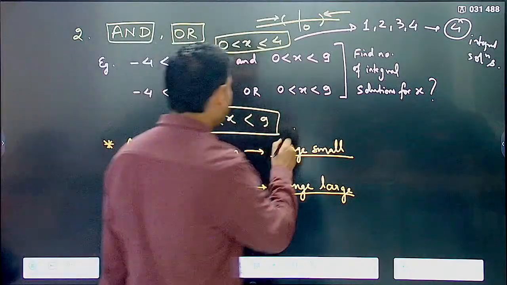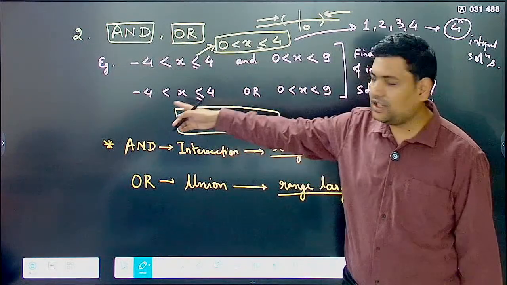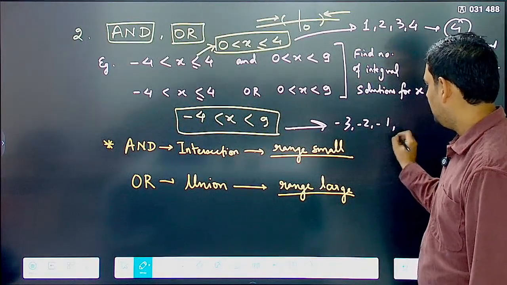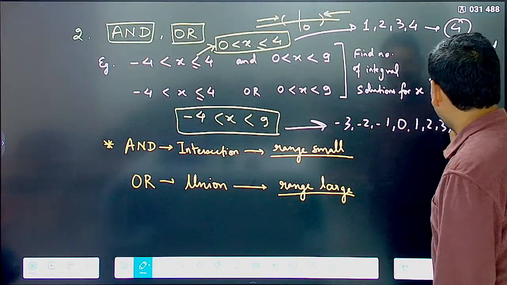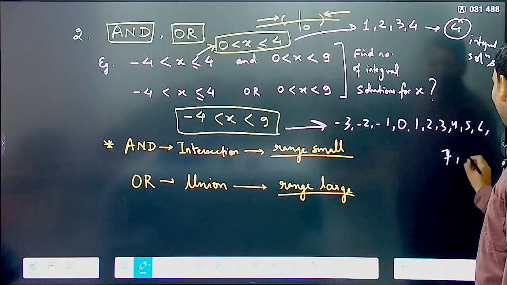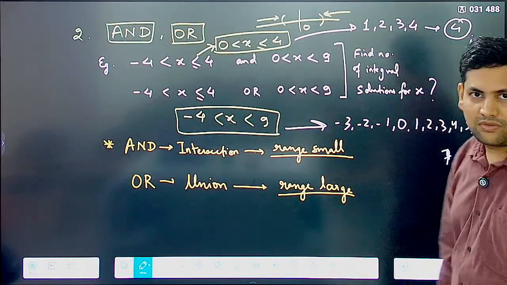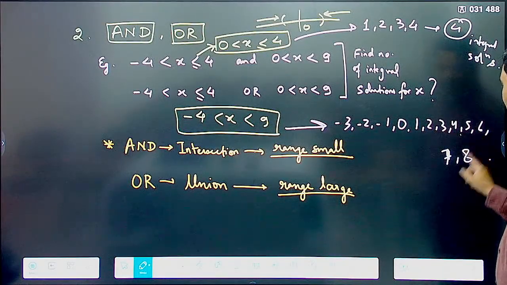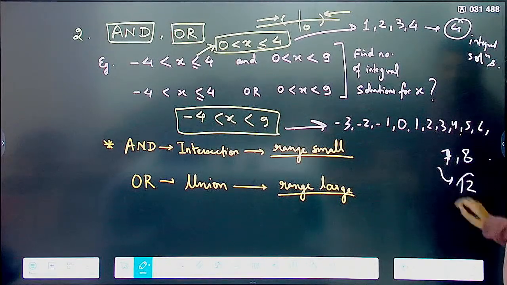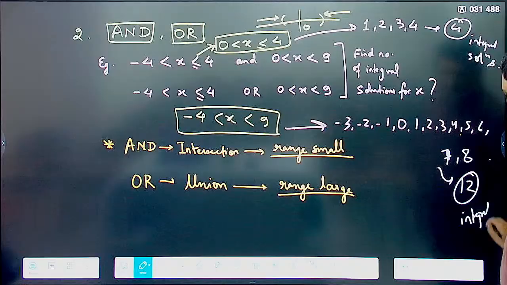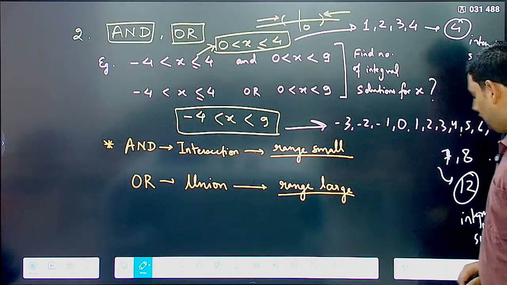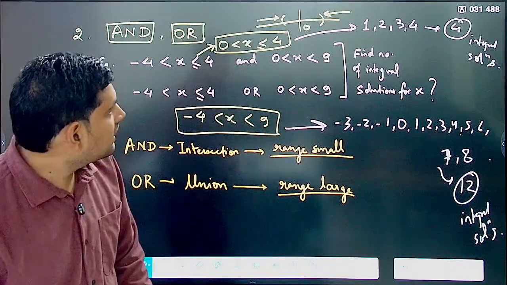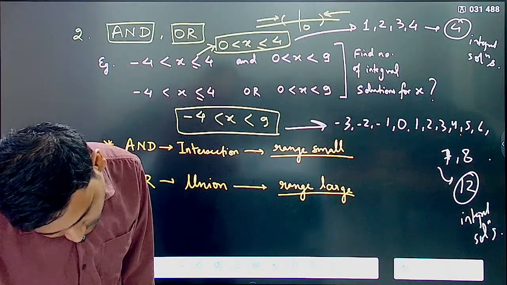How many integral solutions? Of course, now here -4 is not in equality, so it won't be counted. Then you start counting, it will be -3, -2, -1, 0, 1, 2, 3, 4, 5, 6, 7, 8. Will 9 be counted? No. Correct? So how many solutions? 1, 2, 3, 4, 5, 6, 7, 8, 9, 10, 11, 12. So there are 12 integral solutions. Understood? Case 1 is 4, yes. Case 2 is 12, yes.